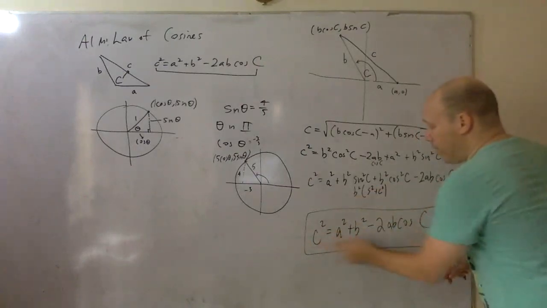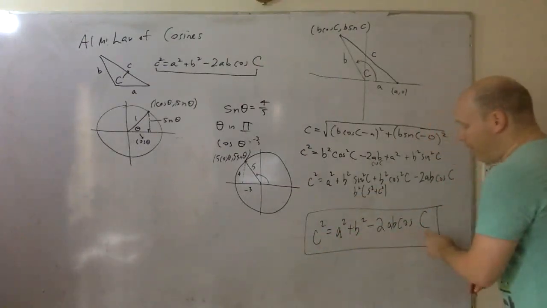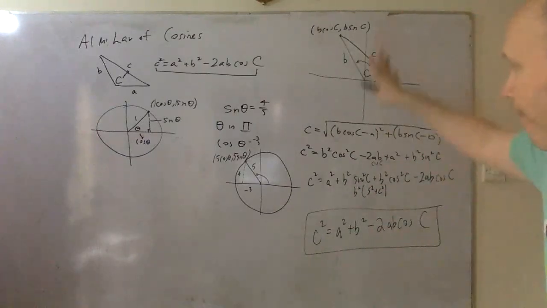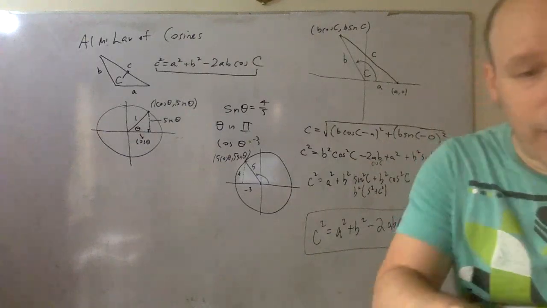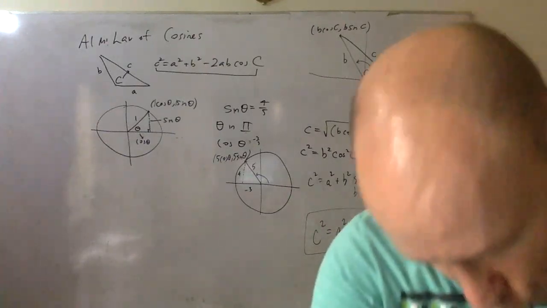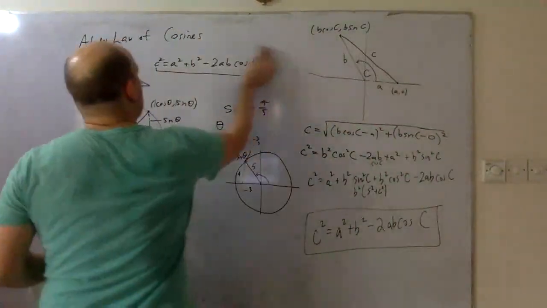Or if you have three sides of a triangle, you can now find any of the angles. This is really cool. So that's the derivation of it. You're not going to be asked to derive it, and you are going to be given the formula sheet. So let's just do some examples here.